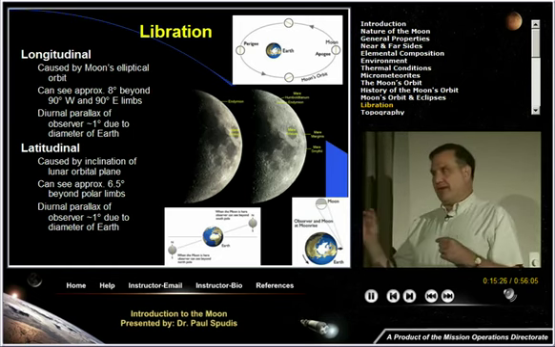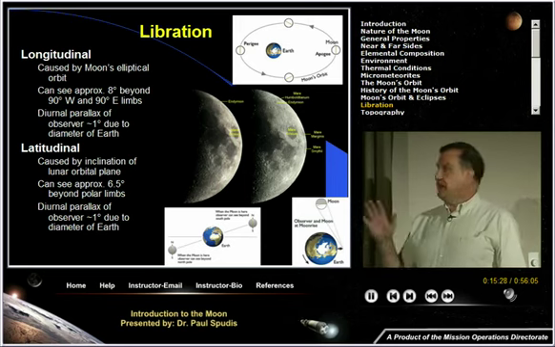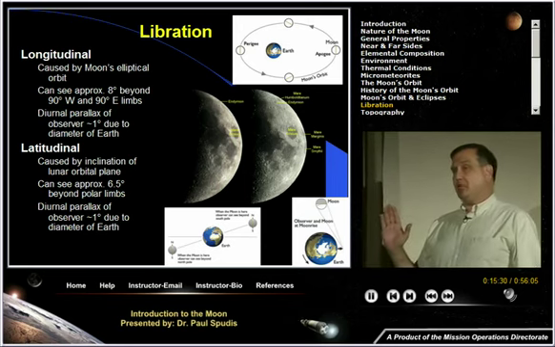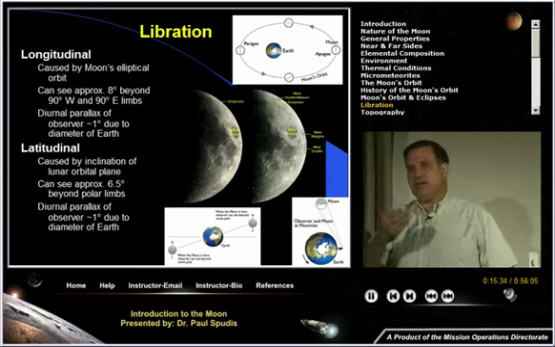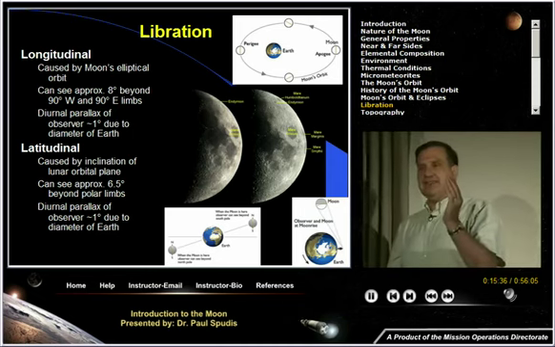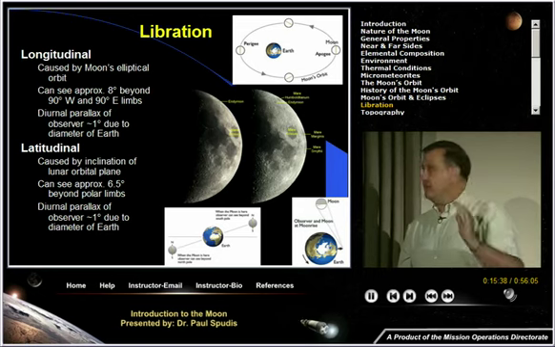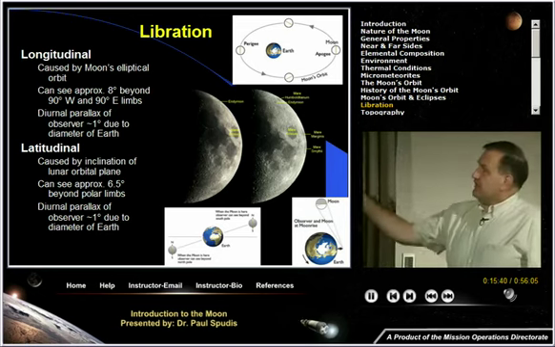As the moon moves out from perigee toward apogee, you're seeing a little bit beyond the trailing edge of the moon. Conversely, when it's coming from apogee toward perigee, you see a little bit from the leading edge of the moon, which is the western longitude. So the effect is shown in these two images.